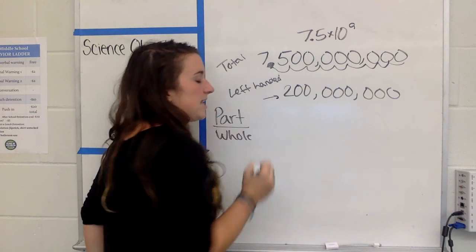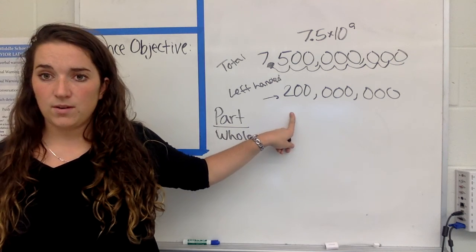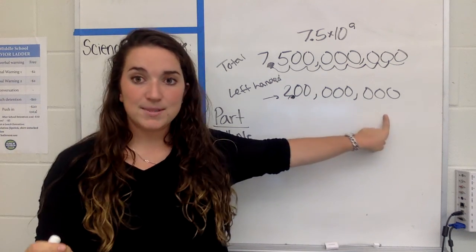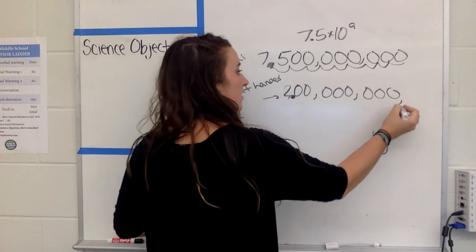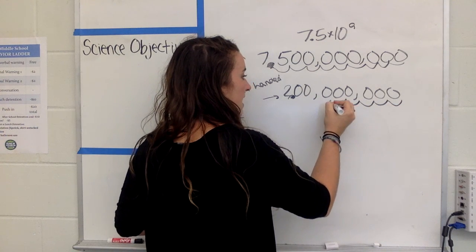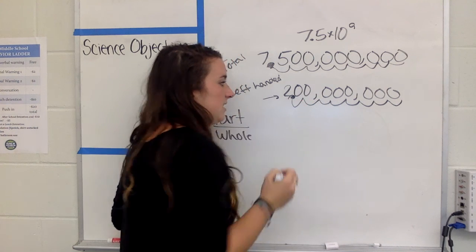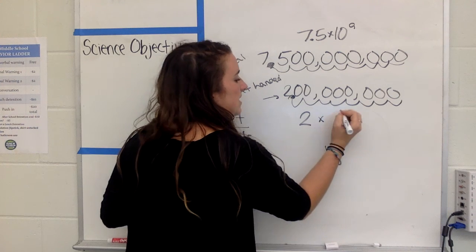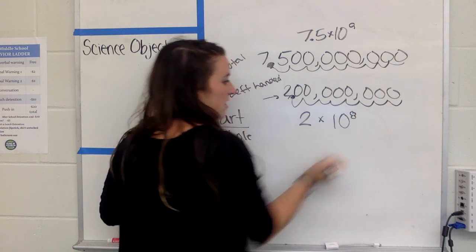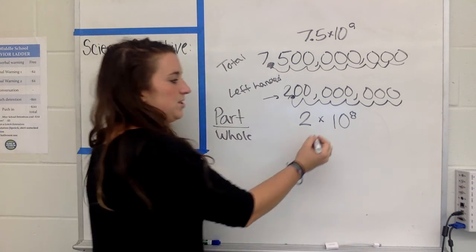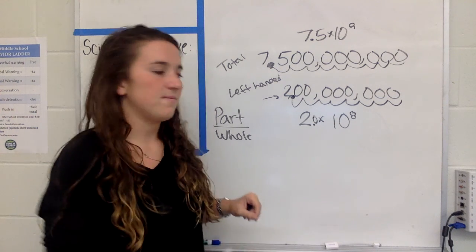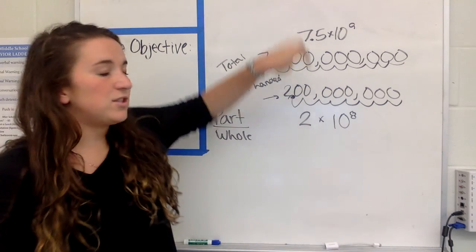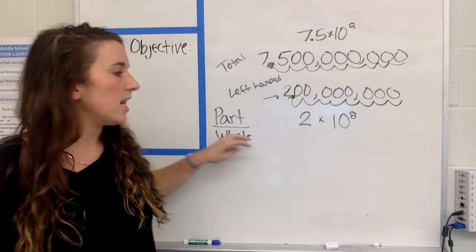For the number of left-handed people, where does my decimal go? Right, it goes between the 2 and the 0. How many times did I have to move it to get there? 1, 2, 3, 4, 5, 6, 7, 8. 8 times. So my scientific notation will be 2 times 10 to the 8th power. This is the same as 2 and 0 tenths.